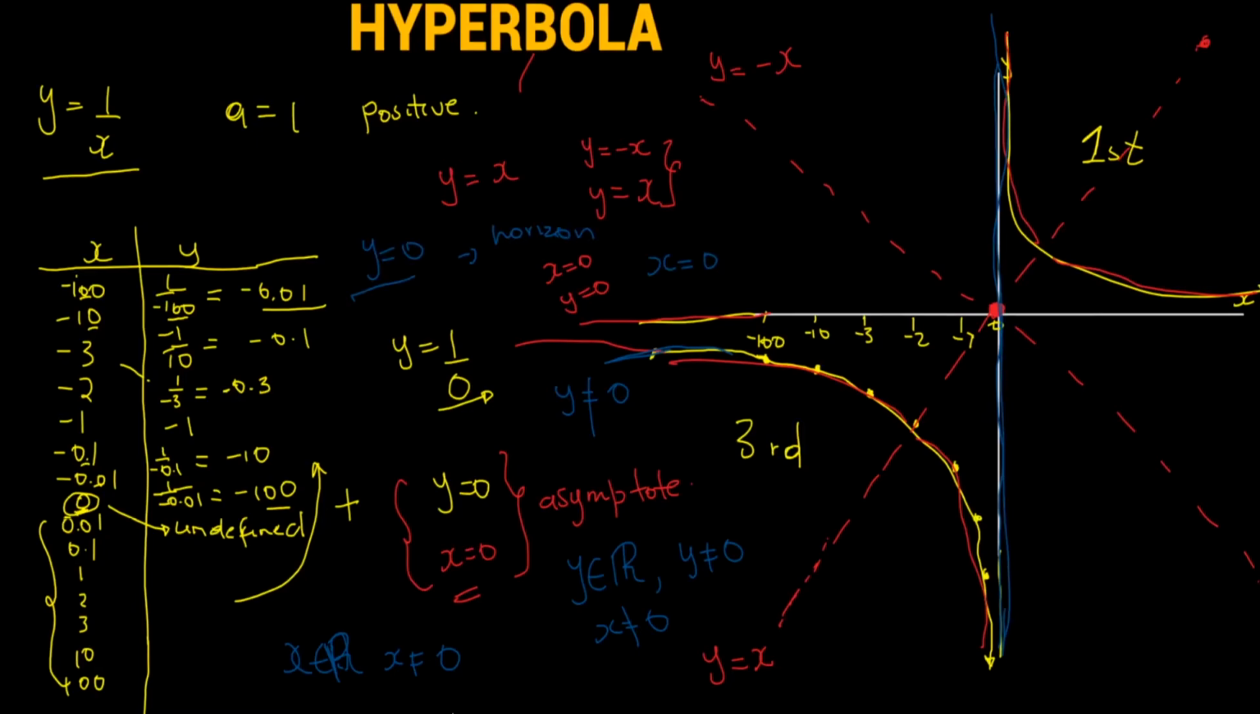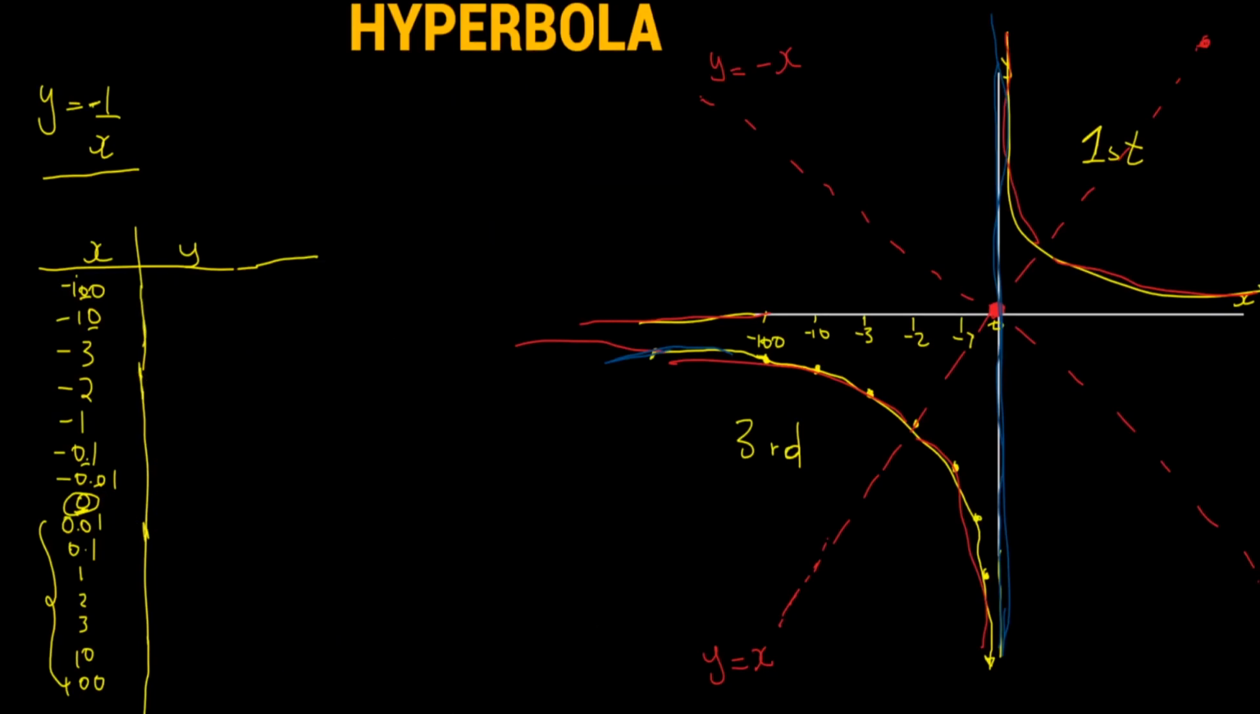So now that we understand this basic, we're going to talk about what happens when a is negative. So now we have y equal to minus 1 over x, and we can see that a is negative 1. We still do this with a similar approach. We equate the values of x and then we find y.